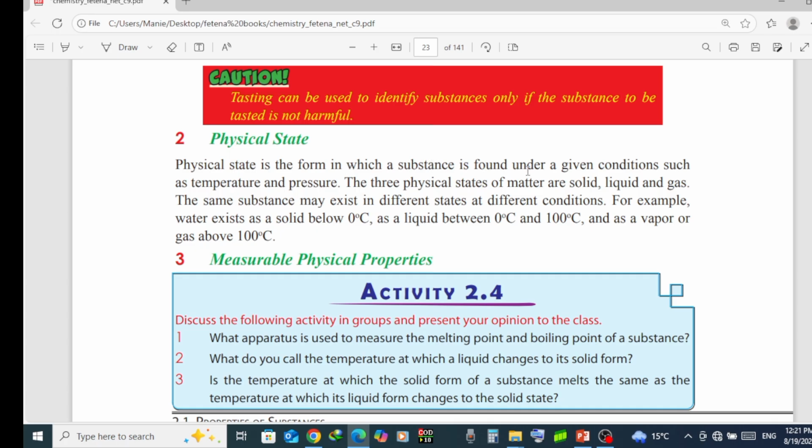is found under given conditions such as temperature and pressure.